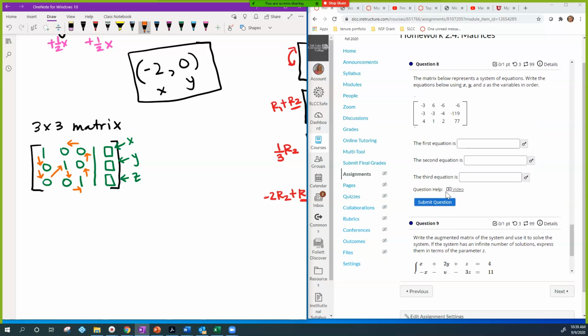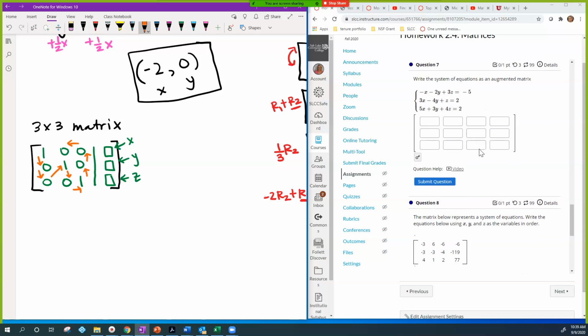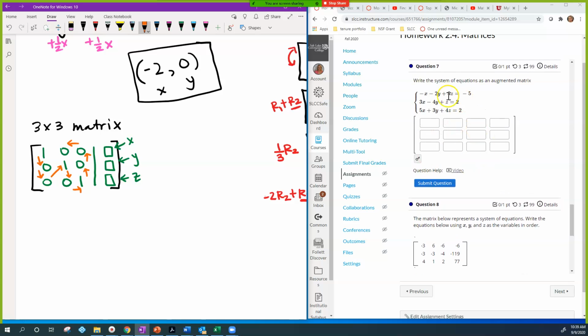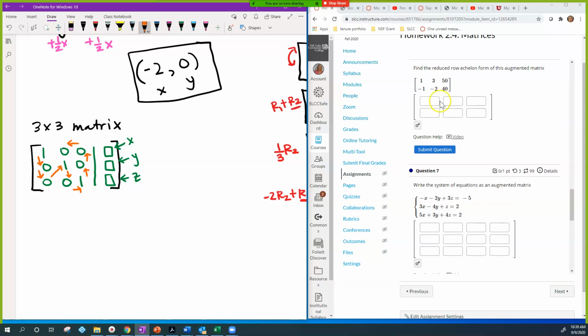And then notice on question 8 too, some of these it's just the question. Sometimes people are like, what do they want me to do? So now you're just taking your augmented matrix and writing it back in equation form, right? So you're undoing that, writing it back in that form. And on this one, it's just write it down as an augmented matrix, okay? But when it says find the reduced row echelon form, that means that you are solving it.